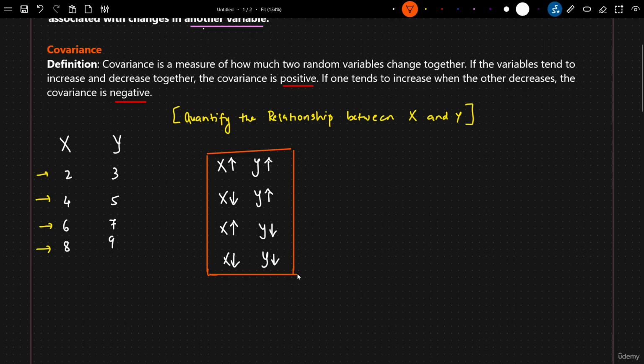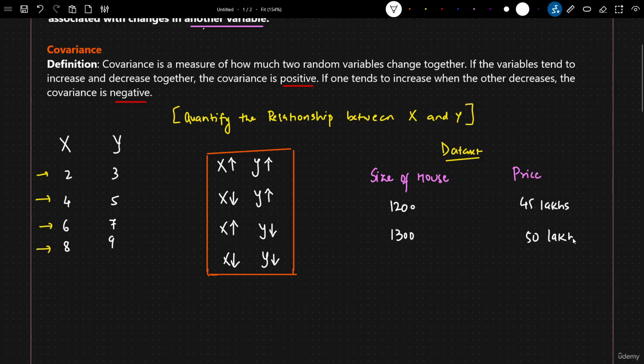But here, since we are starting with covariance, let me take a very good practical example. Let's say I have a feature which is called the size of the house, and the other feature that I have is the price of the house. So let's say this is my data set. In this data set, let's say the size of the house is somewhere around 1200 square feet, and let's say the price is 45 lakhs. If I increase this to 1300 square feet, over here I will write 50 lakhs. If I keep on increasing, 1500 square feet, let's say I have 75 lakhs.